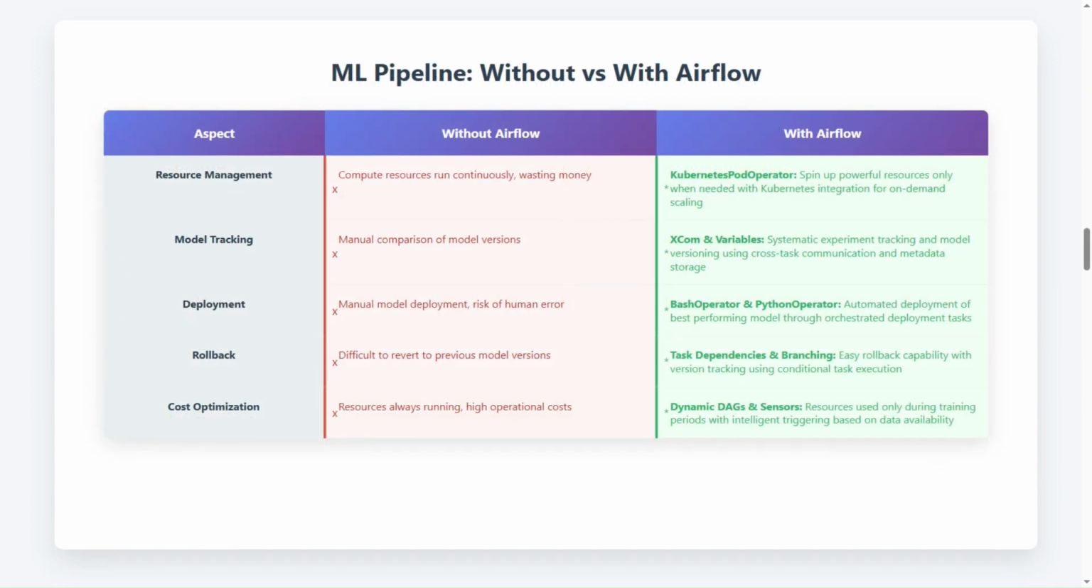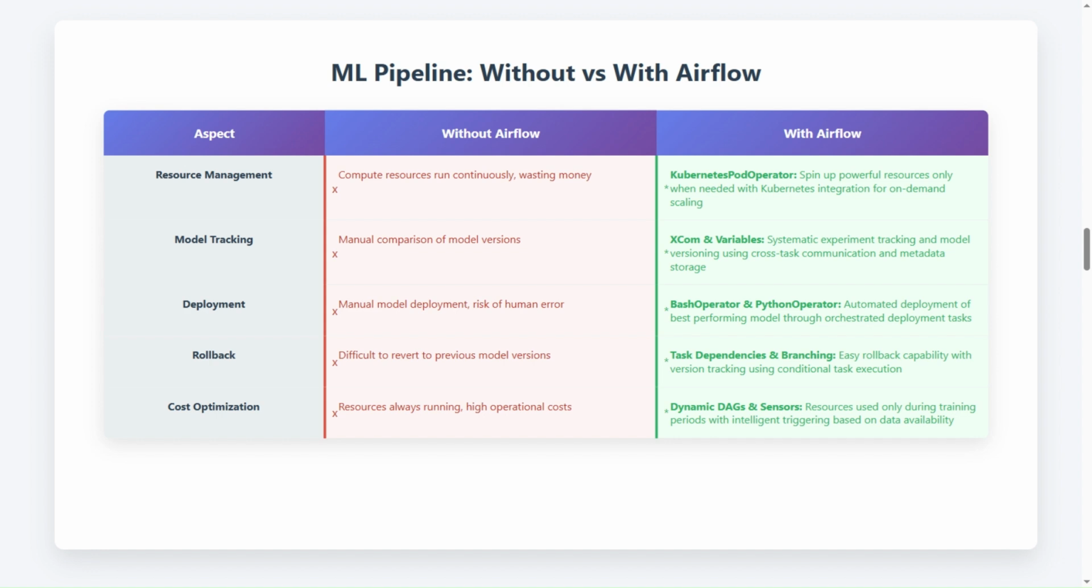It's like having an AI assistant that gets smarter every week. Let's see how Airflow transforms ML pipelines. ML pipeline, without versus with Airflow. Resource management. Without Airflow, compute resources run continuously, wasting money. With Airflow, you spin up powerful resources only when needed through Kubernetes integration. This is accomplished using Airflow's KubernetesPodOperator that creates compute pods on demand and destroys them when tasks complete.